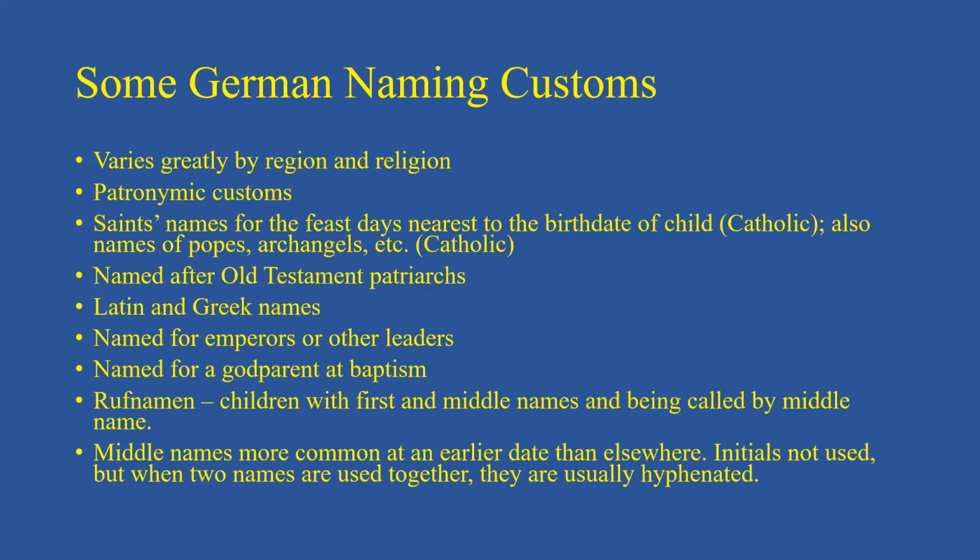Among Germans, middle names were more common and used at a much earlier date than in the English tradition. And initials were usually not used. In other parts of Germany, two names used together were considered one name and sometimes hyphenated.